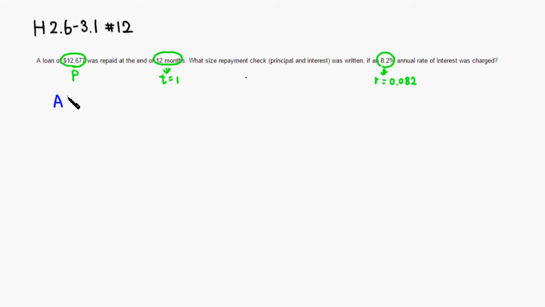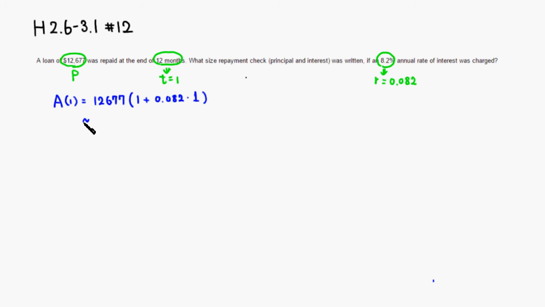after 12 months, so A of 1, right? So this is going to be P times 1 plus RT. This was the formula, and T is equal to 1. Maybe I should start putting numbers in. So let's rewrite it. P is 12,677, and then we have 1 plus RT. R is going to be 0.082, and T is just 1, because 12 months is 1 year.